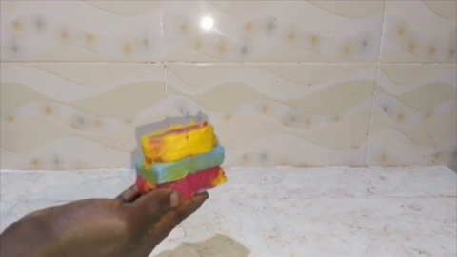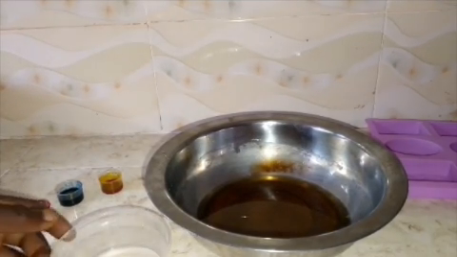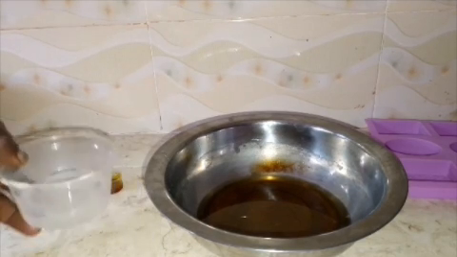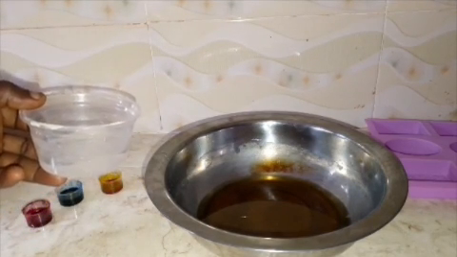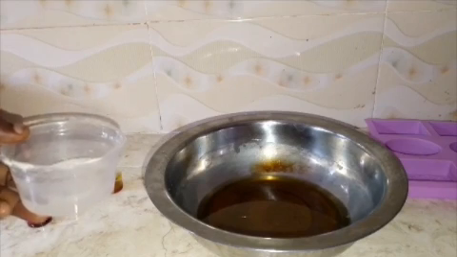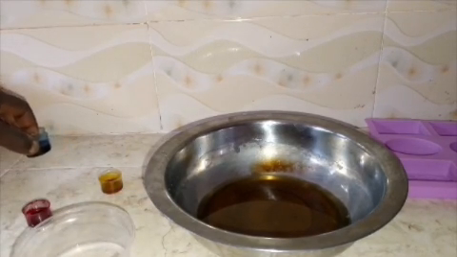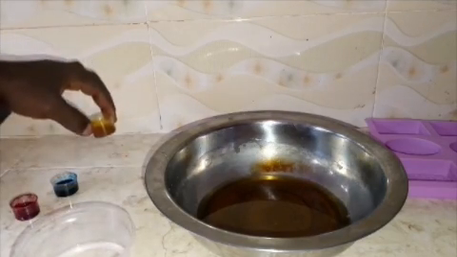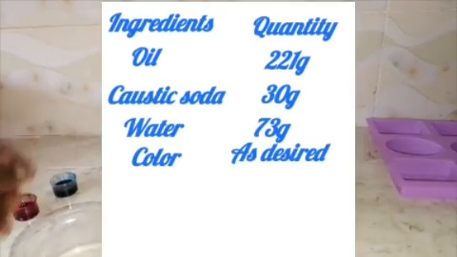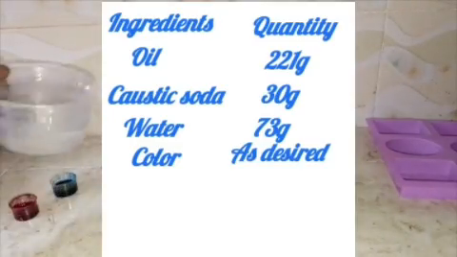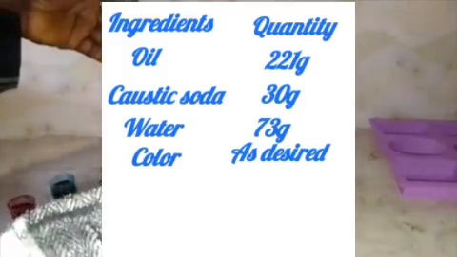Soap making is an ancient craft that combines science and art to create functional and beautiful products. One of the most captivating techniques in soap making is the swirl method, which creates intricate patterns and designs within the soap. This guide will walk you through the process of making swirl soap using just 4 basic ingredients: water, caustic soda or sodium hydroxide, oil, and color.